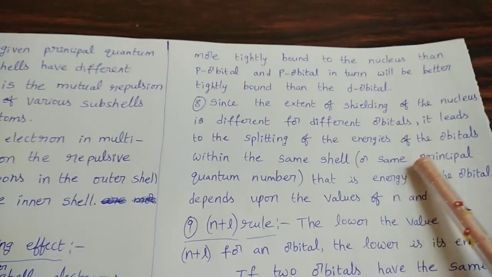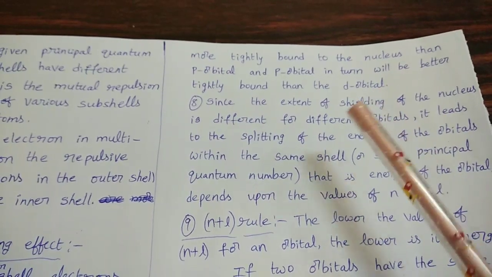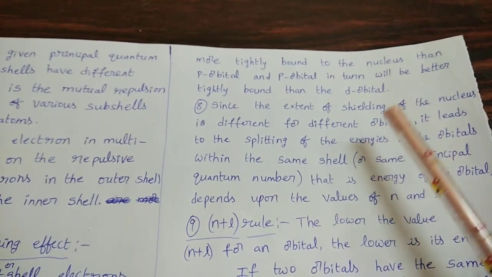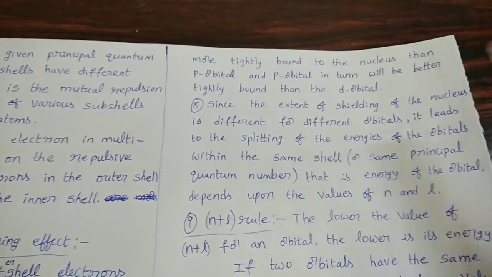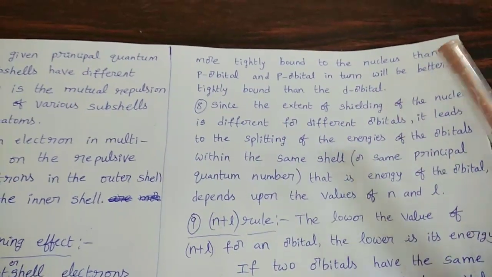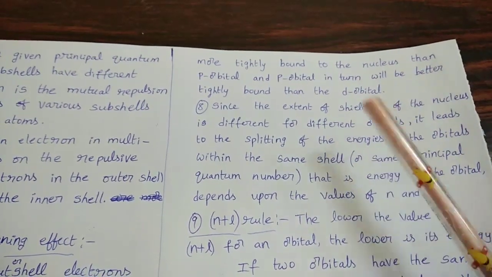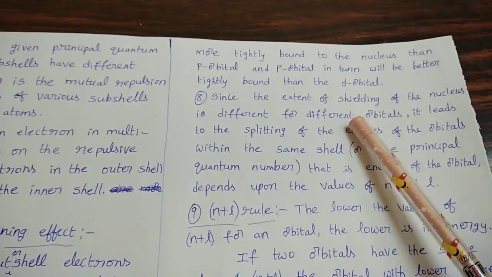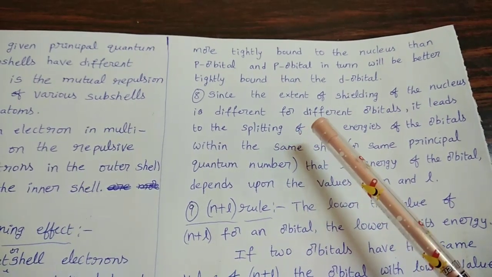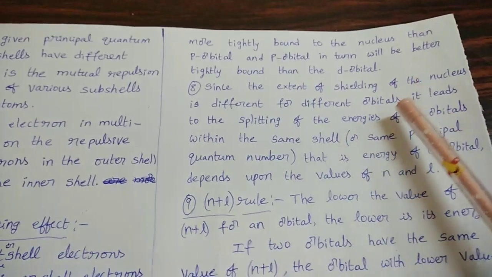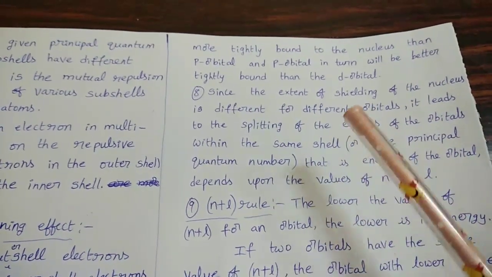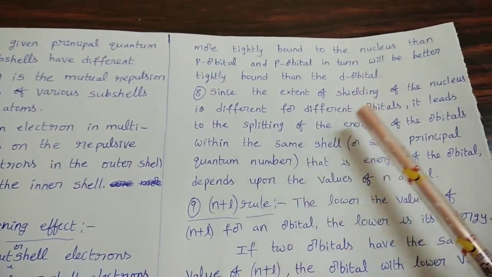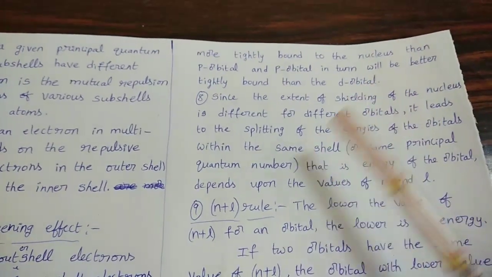See this, for the same principal quantum number, if we consider various orbitals, their shielding effect is different. S orbital is closer to the nucleus, which means shielding effect is more than p orbital. P orbital has more shielding effect than d orbital. So the extent of shielding effect for different orbitals is different. Because of this, those orbitals' energies are also different within the same shell. Within the same principal quantum number, different orbitals have different energies because their shielding effect is different.